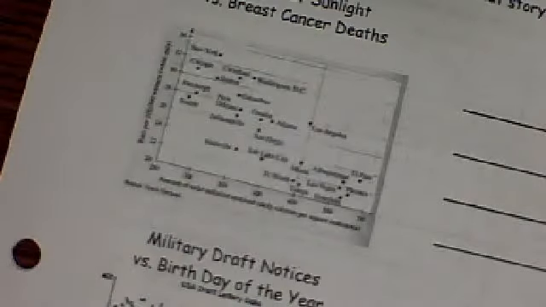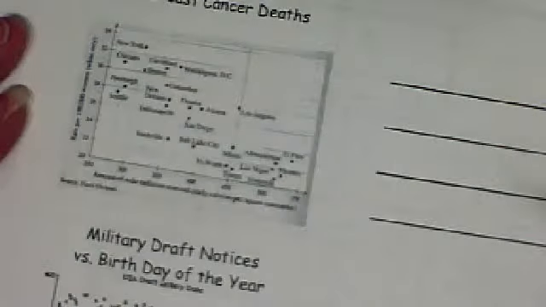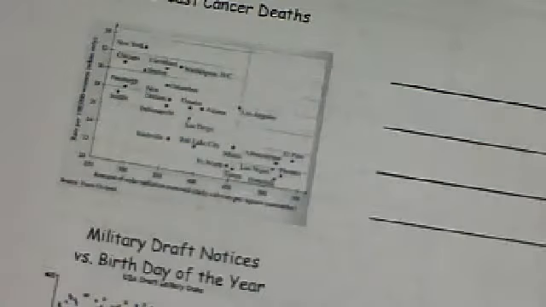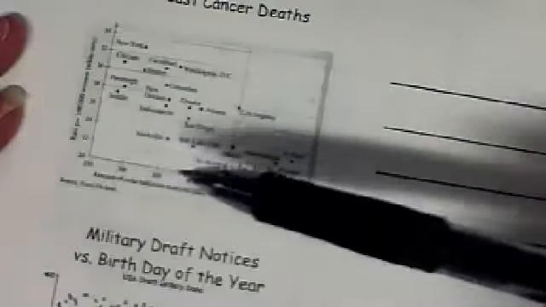So what we're going to learn about today are scattergrams and correlation and linear regressions. Let's start with scatterplots. Scatterplots are just a series of points. And what can we really tell about each of these plots? Well, the first one is the amount of sunlight versus breast cancer deaths.